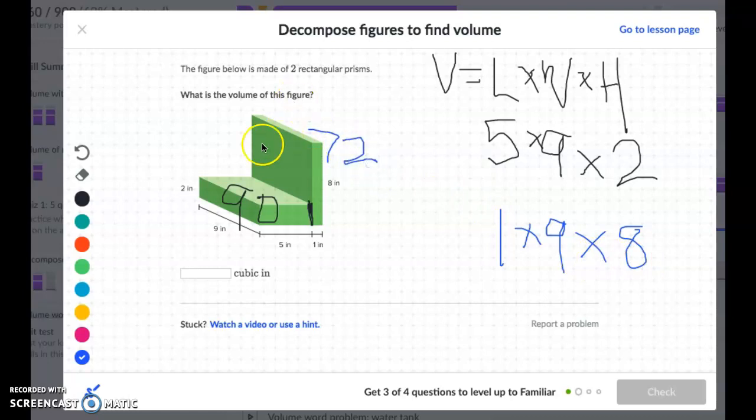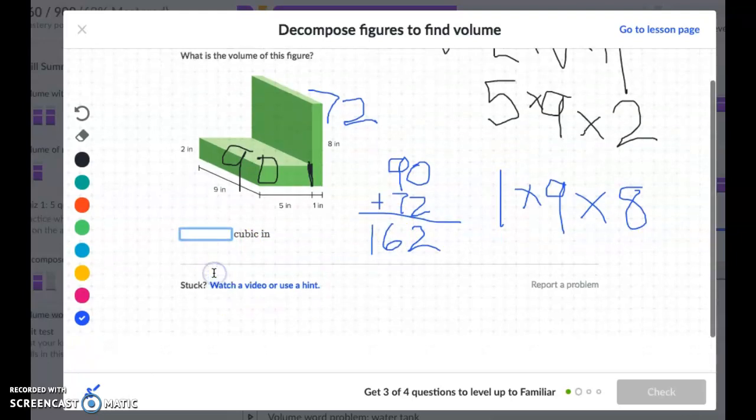So to find the entire volume of the figure, I'm going to have to add 90 and 72. So when I add those two together, I get 0 plus 2 is 2, and I get 9 plus 7 is 16. So I get a final answer of 162.